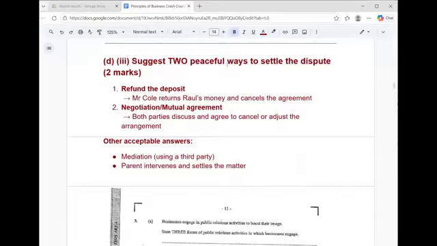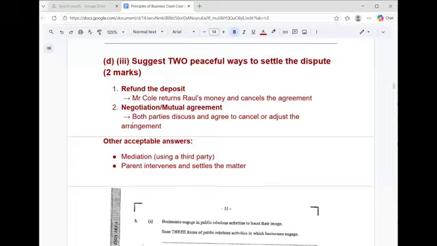The next part is suggest two peaceful ways to settle the dispute. One can be refund the deposit. So Mr. Cole returns Rahul's money and cancels the agreement. It already looks like Mr. Cole knows about that, but that is one way to keep the peace. And then the other option, if that doesn't work, is negotiation or mutual agreement. So both parties discuss and agree to cancel or adjust the arrangement. It could be individual, but his parent needs to be involved this time for sure.